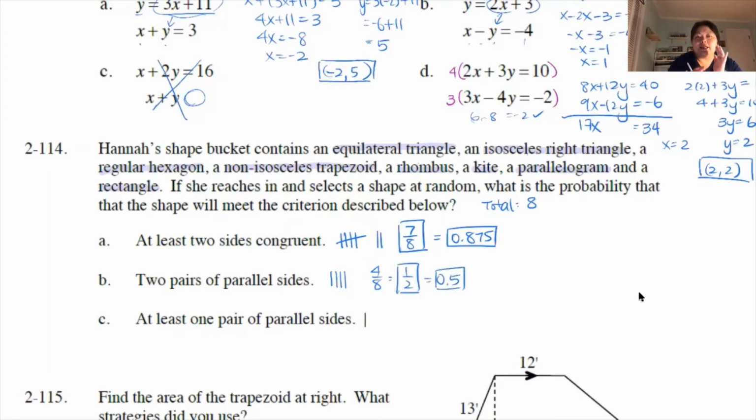Okay, at least 1 pair of parallel sides. So at least 1 side is parallel. Equilateral, I can't. I have 3 sides. We won't have parallel sides that way. Isosceles right triangle, no parallel sides that way. Regular hexagon has 3 pairs of parallel sides, so that definitely is it. So that's 1 tally. A non-isosceles trapezoid has 1 pair of parallel sides, but that's enough, right? I only need 1 pair. A rhombus, yes. A kite, no. Kite has no parallel sides. A parallelogram, yes. And a rectangle, yes. So my total is 5 out of 8. And that is going to be 0.625. Okay, so that is the probability for part A, B, and C.